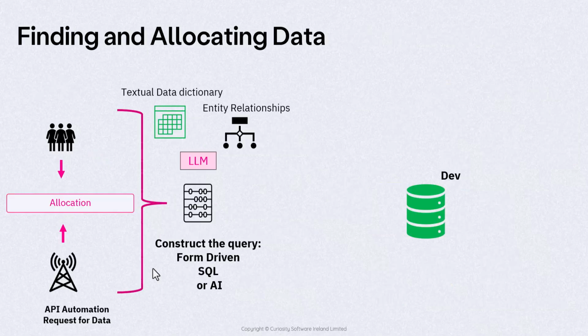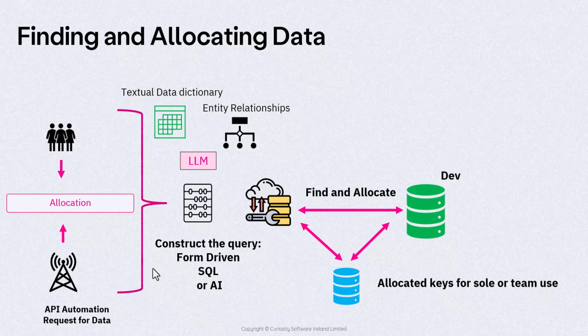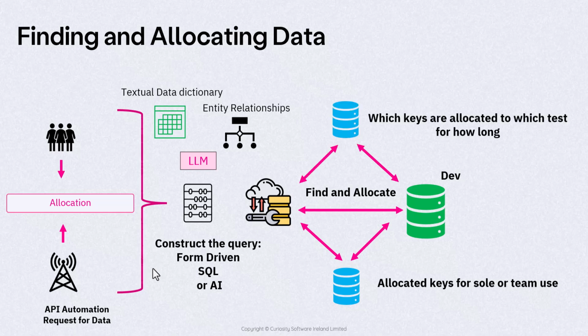So how does it work? We'll use the textual data dictionary, any discovered relationships, and any AI and LLM accelerators. Now we can then construct the query. This can be form driven, or you could enter SQL, or more commonly nowadays, you can just enter textual requests using AI. We then run the find and allocate. Once we've found the data, we will allocate keys for sole or team use. And we can also allocate for how long those keys are held. And once the time has expired, they will be released for use by other team members.